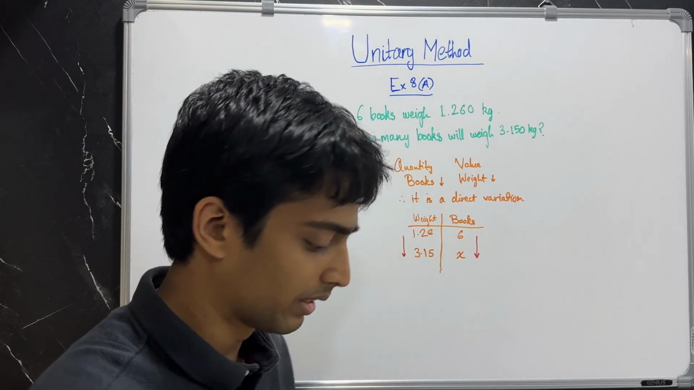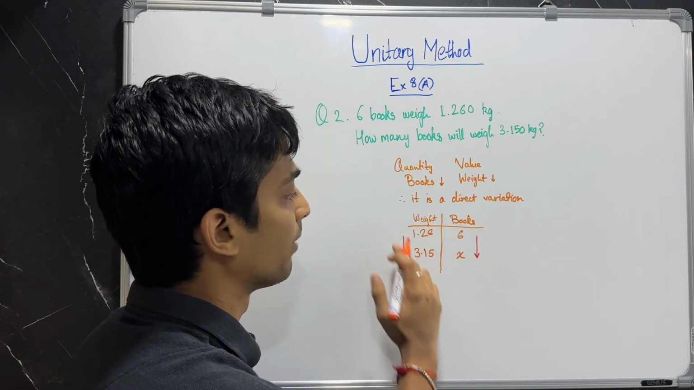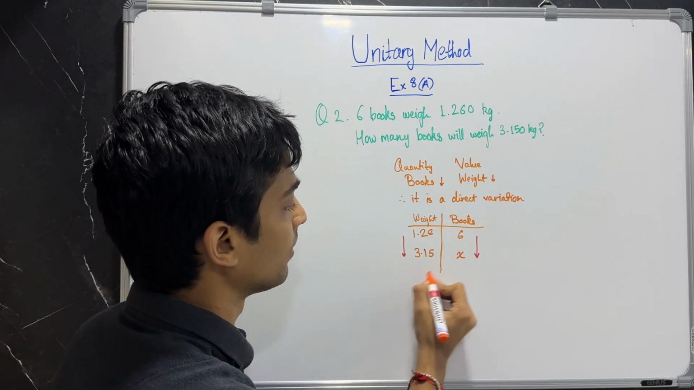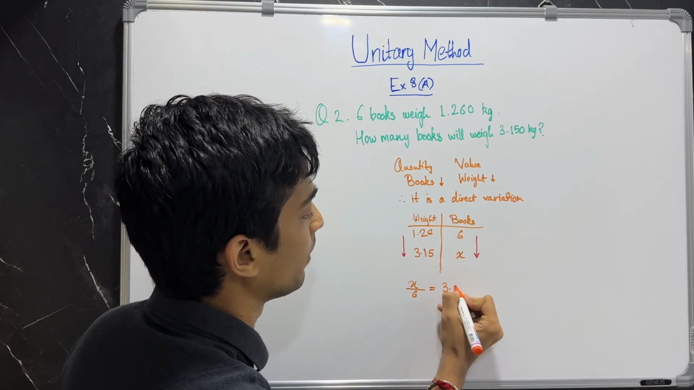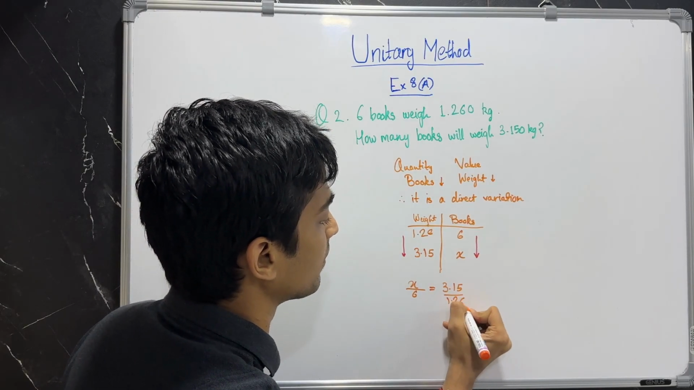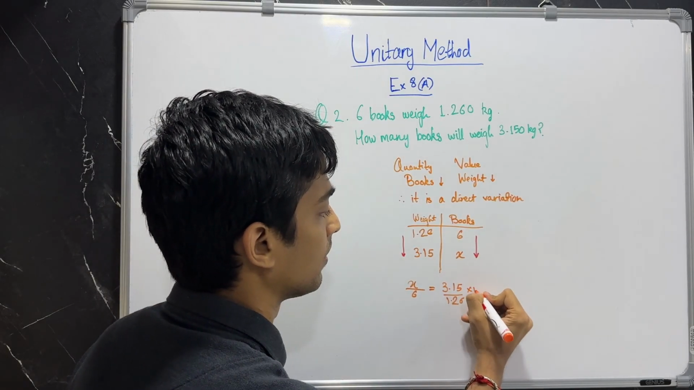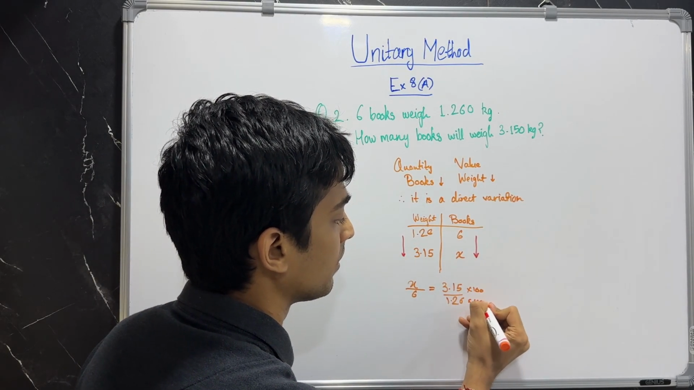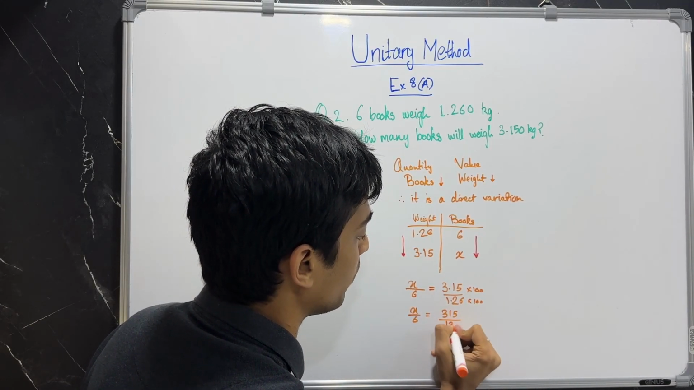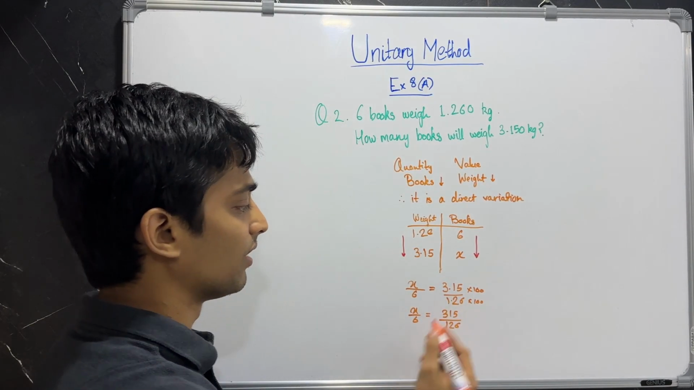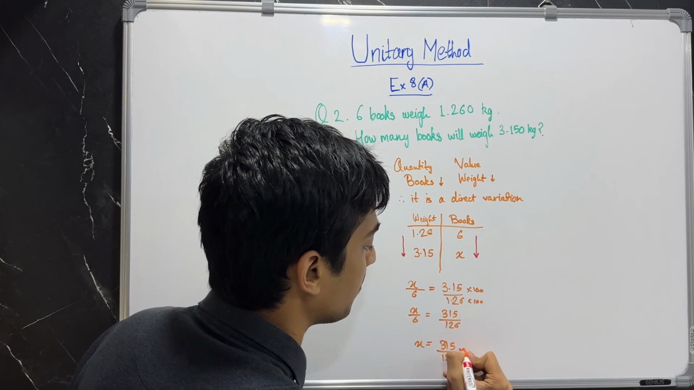Right? Now we'll apply the formula. The formula is head upon tail equal to head upon tail. So x upon 6 equals 3.15 upon 1.26. Okay, first let's multiply both by 100 so we can remove the point. So we get x upon 6 is equal to 315 upon 126. Now let's take the 6 here. We get x is equal to 315 upon 126 multiplied by 6.